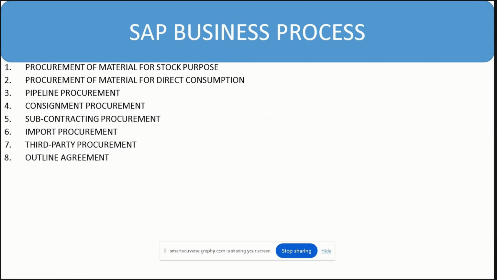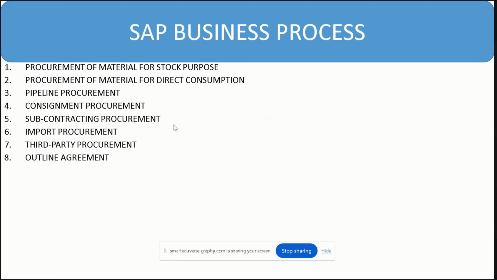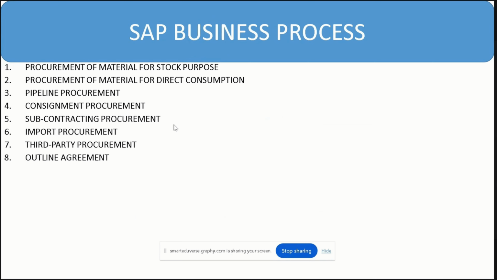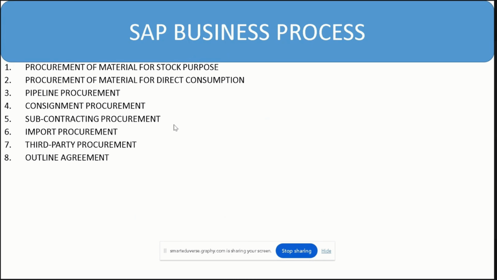So after third party there is the outline agreement. What is the outline agreement? Basically, whenever you require some product for a longer period of time, let's say 6 months or 1 year or 2 years, it is better to have an agreement or a contract, right? If you are buying something on a regular basis, or you need something for the coming 1 year or 6 months, that is when you can make an agreement with the supplier or vendor, so that you can negotiate a lot of terms. Let's say the price, the delivery time, the quality of the product.